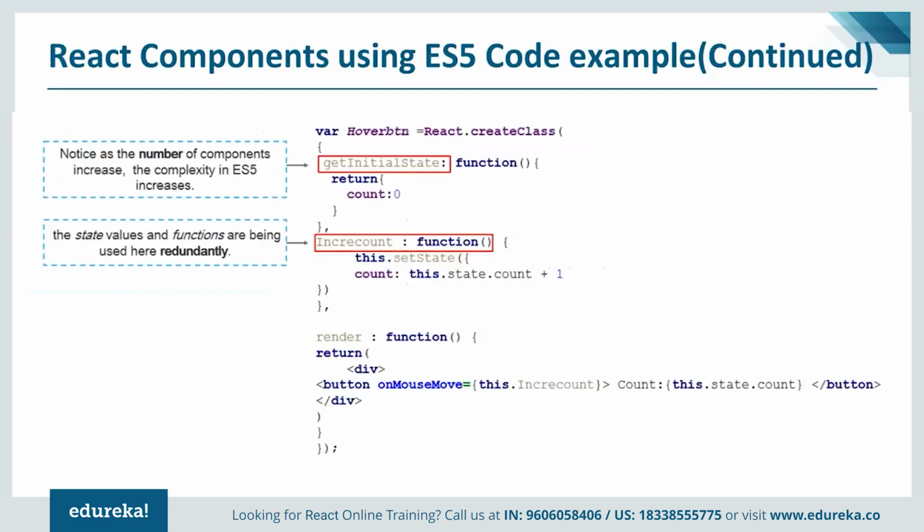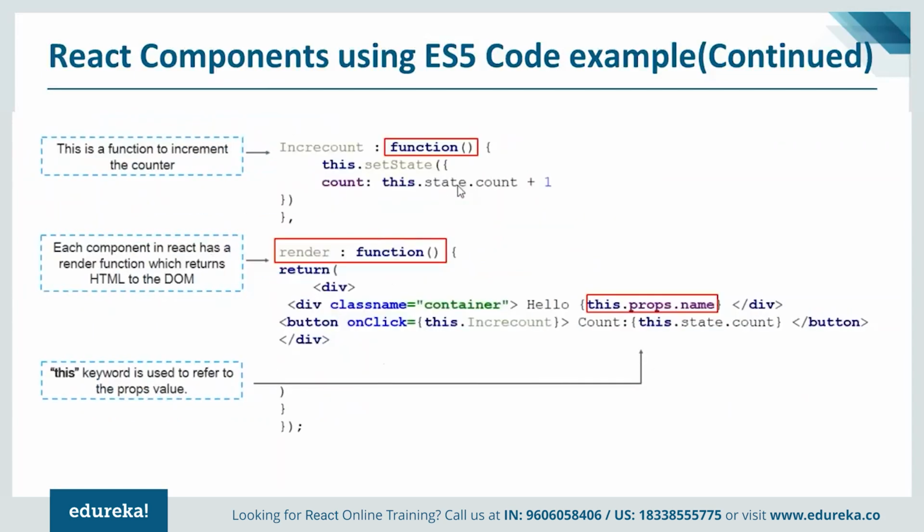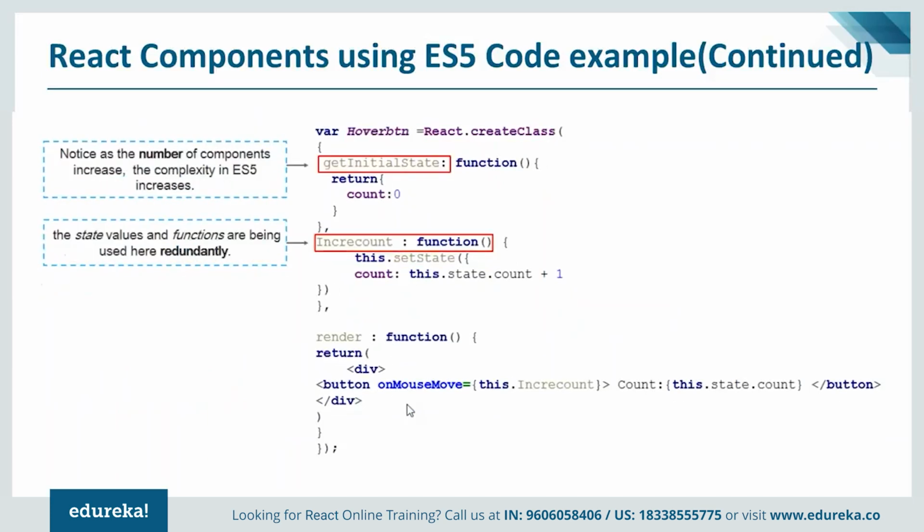I'll repeat very quickly once again what we did, how we started. We started by creating a component for a button that will be a single click button, because we are using the onClick event of that button. Then we created another component for the double click of the button, and we used the onDoubleClick event for that. Then we created a third component, which is the hover button, for showing the increment counter when the user hovers on that particular button. And we are using the onMouseMove event here.